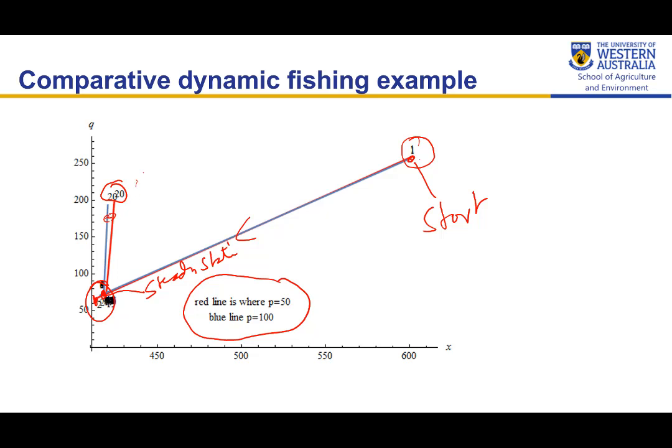So this is an example of where comparative dynamics is applied to a fishery problem, and there you're looking at different time paths, which might include moving towards a steady state, or possibly staying close to a steady state for a period of time before diverging away to a final value.